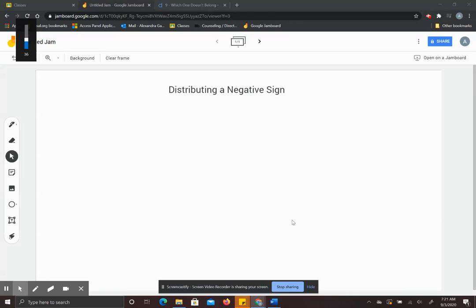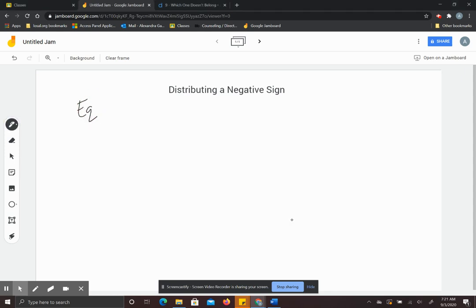Okay, so this video is going to go over distributing a negative sign. The directions will say that we want an equivalent expression. And what that means is that we'll want basically to rewrite the expression that we're given so that it still means the same thing, but in a simpler form. Our first example is distributing a negative when it's outside of the parentheses.